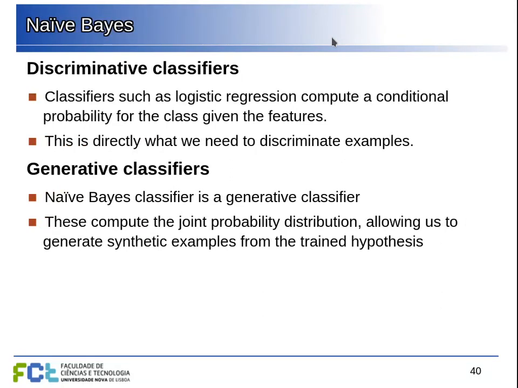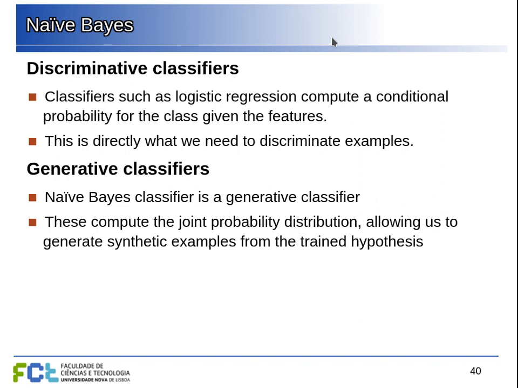Okay, so one thing that is different in this kind of classifier is that they are what we call generative classifiers. In discriminative classifiers, such as logistic regression, we are computing directly the conditional probability of the class given the features. This is actually what we are trying to approximate in logistic regression. So since we have at the end this conditional probability, we can compute the probability of belonging to a class if we know the features, but we cannot do the reverse. We don't know the probability distribution of the features if we know the class.